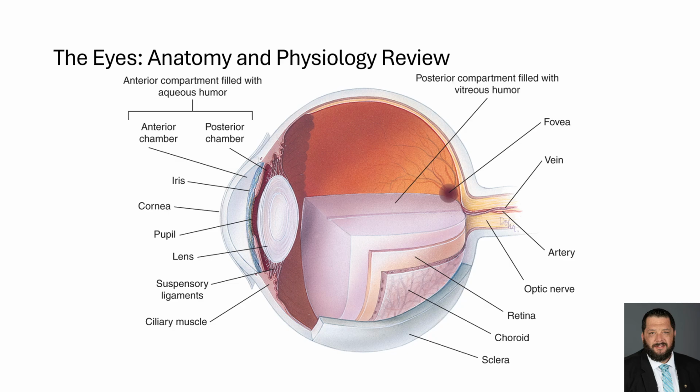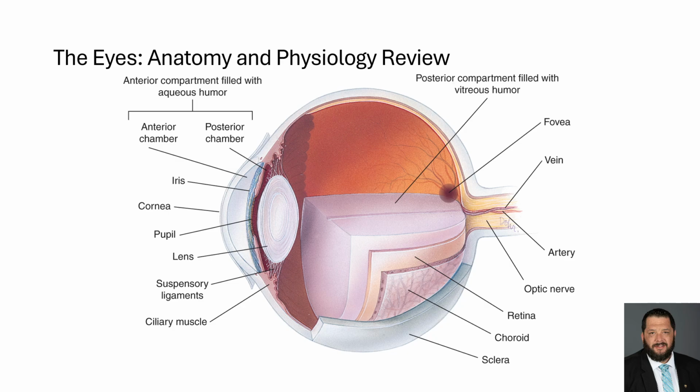Looking at the eyeball itself, you've got the iris, which is the colored portion of the eye. The cornea overlays the front lens of the eyeball and the iris and somewhat protects the eye. You've got suspensory ligaments that help adjust the pupils as well as the ciliary muscle. And then you have the anterior chamber of the eye, which contains all of those pieces, and it's filled with aqueous humor. The posterior compartment is filled with a substance called vitreous humor.